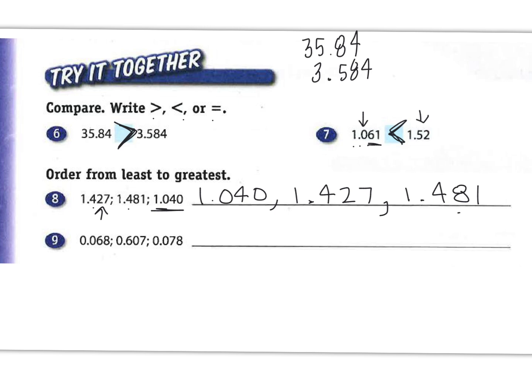Next we have 68 thousandths, 607 thousandths, and 78 thousandths. Well, the lowest one is going to be 68 thousandths, and then 78 thousandths. And then this one is the greatest, we can easily see, because it is 0 and 607 thousandths.